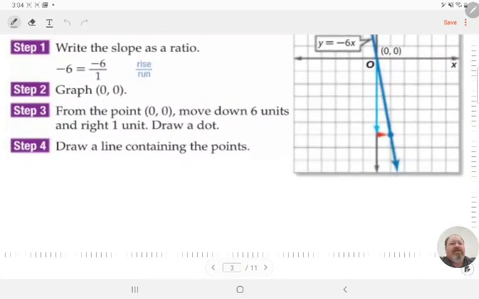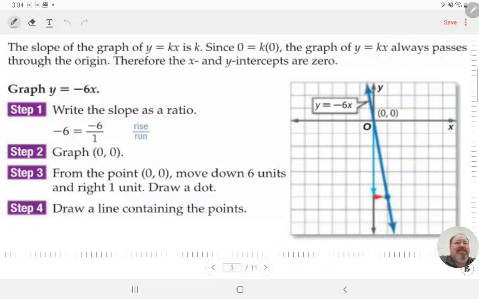All right, so let's take a look. How can we utilize this? The slope of the graph of y equals kx is k, just what I said. Since 0 equals k times 0, the graph of y equals kx always passes through the origin. Therefore, the x and y intercepts are 0, okay? So we want to graph this equation here, y equals -6x. We want to graph that. Well, we know that -6 is the k, or it's the slope.